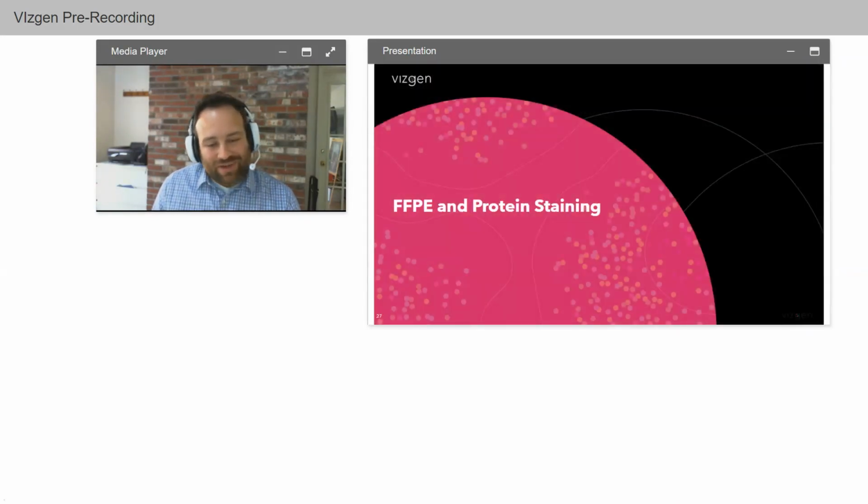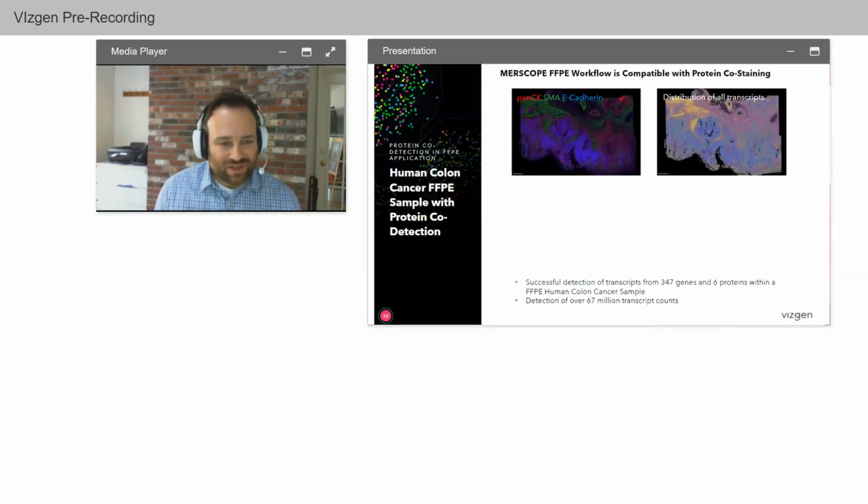And then finally, as I mentioned before, a key feature of both of these products is their ability to work together. So having the ability to do that protein co-detection within FFPE samples. And so we have a MERSCOPE FFPE. We've demonstrated this within a human colon cancer FFPE sample. Here we did staining protein co-detection with 6 proteins. And so on the left, you can see PAN-CK, SMA, E-cadherin. These are lit up within our visualizer. These are the protein targets. And on the right, the distribution of all of the transcripts we detected.